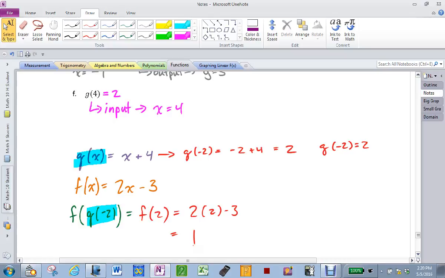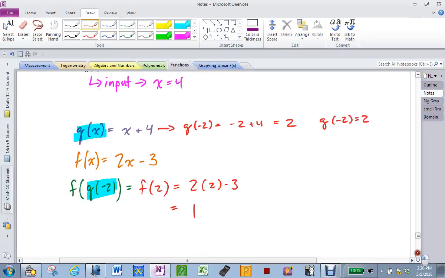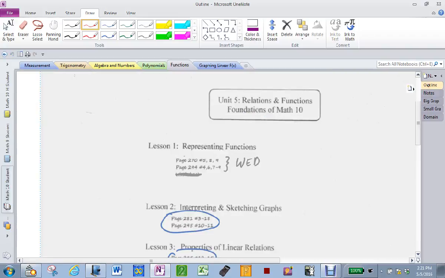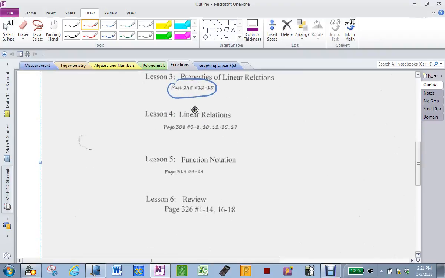I'm going to give you your cumulative exam tomorrow. I'm going to give you 36 multiple choice questions on radicals, exponents, polynomial expansion, and factoring. 36 multiple choice questions. I'm going to give you 80 minutes. When these are done, you're going to work on all the rest of your stuff from your outline.